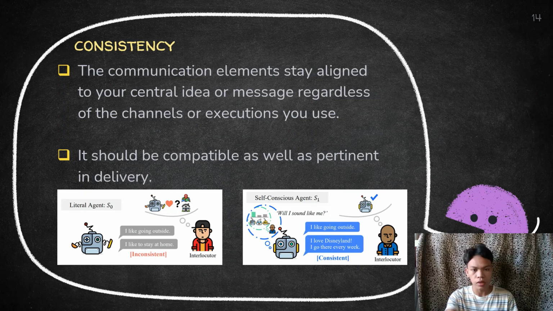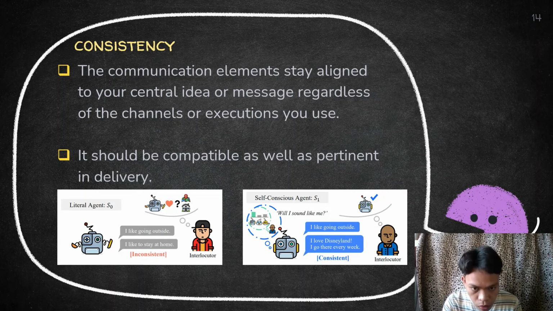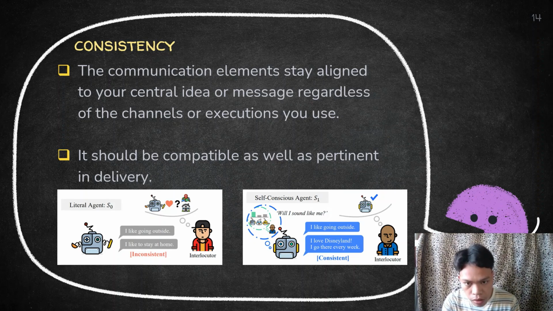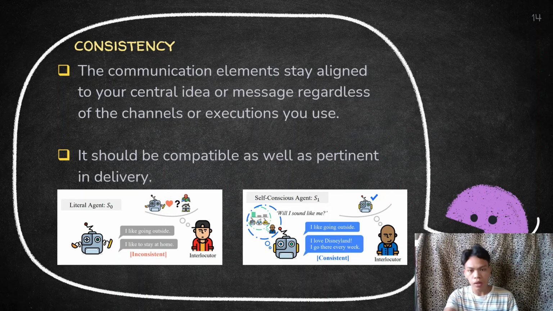In the first picture, the robot says, I like going outside and I like to stay at home. So there is a difference between them. For the consistent one, it says I like going outside and I like Disneyland and I go there every week. So the central idea stays well aligned. That is the principle of consistency.